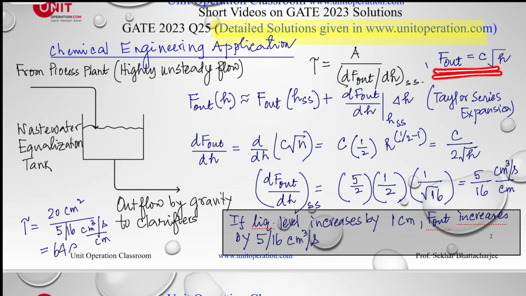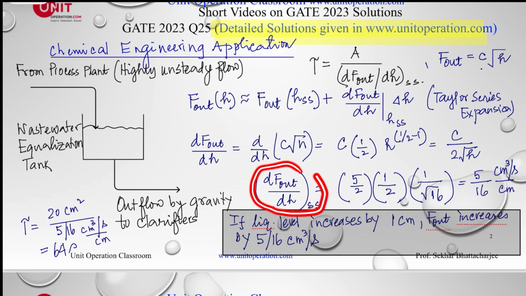We know F out is C square root of H. As I said, this is very standard for gravity flow and maybe flow through an orifice. These are very standard equations, proportional to the square root of the height of liquid in the tank. Since this is non-linear, we have to linearize it using Taylor series expansion around the steady state point. It's operating at the steady state point, and there's a slight deviation, positive or negative. We neglect the higher derivatives here. I've shown the details, and that's what comes out.